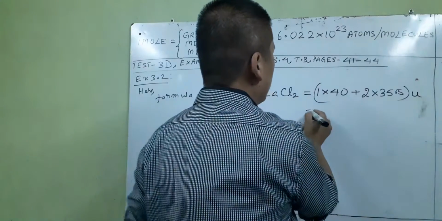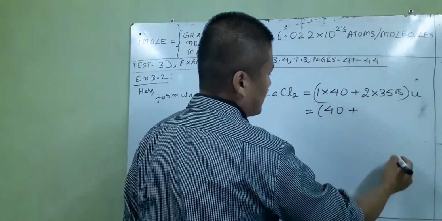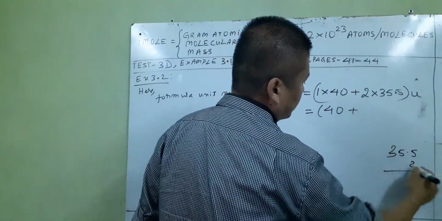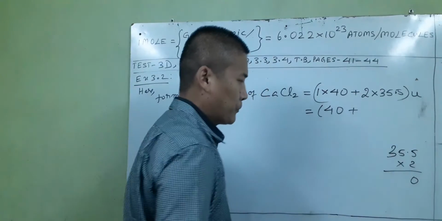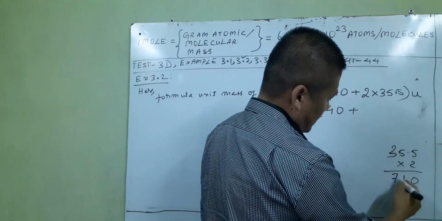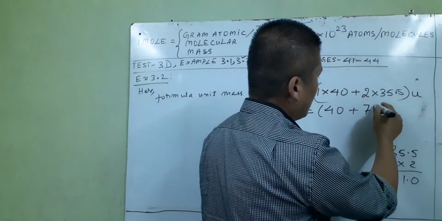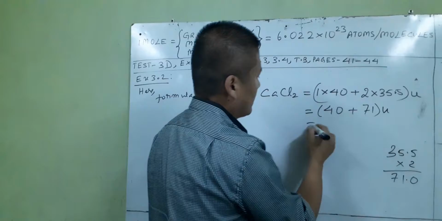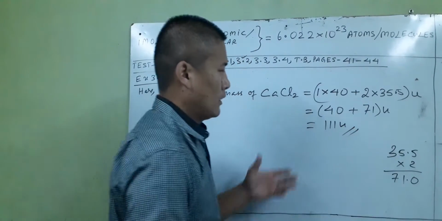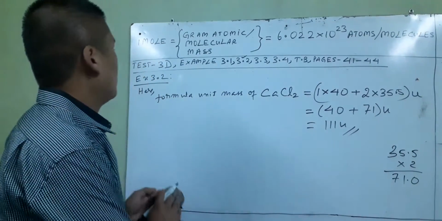So the common unit is U. Now this will be 40, and when you multiply 35.5 by 2, 2 fives are 10, then 2 fives are 10 plus 1 is 11, 2 threes are 6, 7. So 71, and with one decimal, 71.0, which simply means 71, right? As you add, you will get 111 U. So that is the formula unit mass.